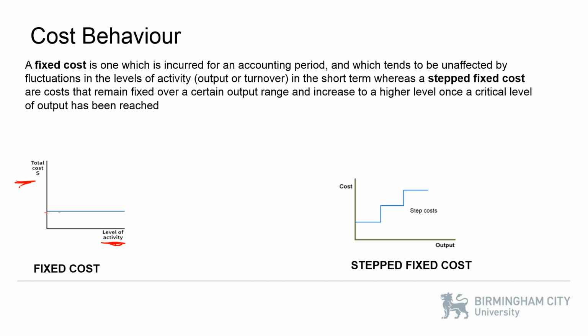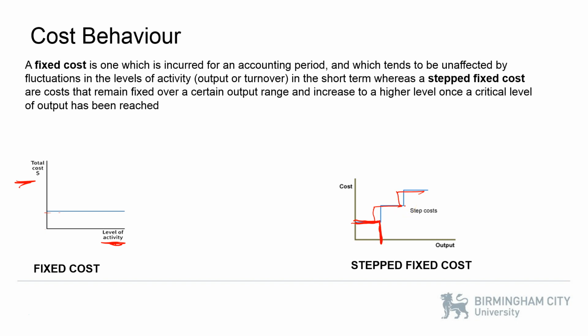You can also come across another type of fixed cost which is referred to as a stepped fixed cost. And you can see the reason for this is that it does increase in steps. What happens with a stepped cost is that it does remain the same up to a particular level of activity, after which it increases and then remains the same again, up to the next level of activity, and so on.